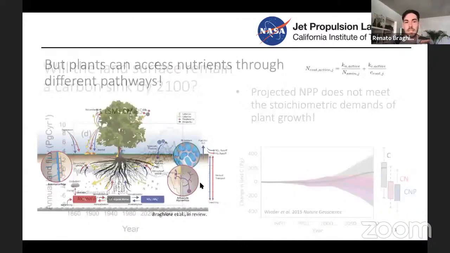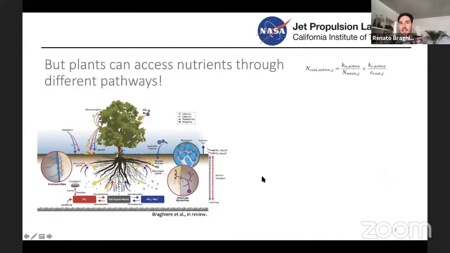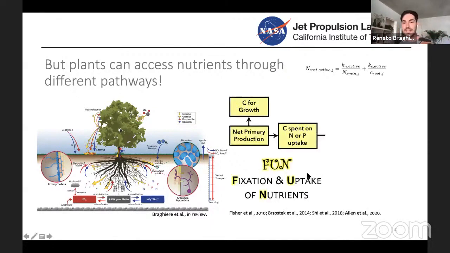Well, in reality, we know that plants can access nutrients through different pathways, not only what is already available in there. But plants cannot move around, so they have developed a bunch of different strategies to acquire nutrients that are locked up in soils, and to get all that nitrogen that is available in the atmosphere too. The idea of the FUN model, where FUN stands for fixation and uptake of nutrients, started with nitrogen, but now we are thinking about moving the FUN model towards phosphorus as well.